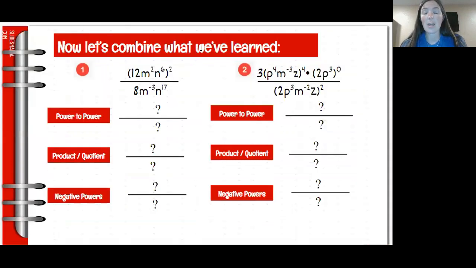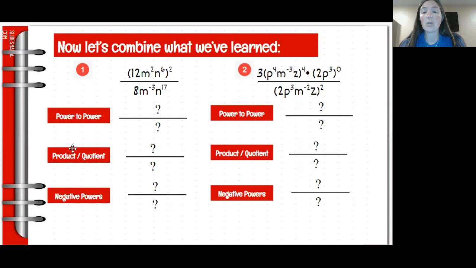So it says combine everything that you have learned. So you're going to do your power to a power first. So you're going to distribute and multiply. Please do not forget this 2 goes to the 12. So you have to have 12 squared and then m squared squared. So remember we would multiply 2 times 2 and then we would have to do the 6 and the 2. So that's going to be the power to a power part. And we wouldn't really do anything with the bottom.